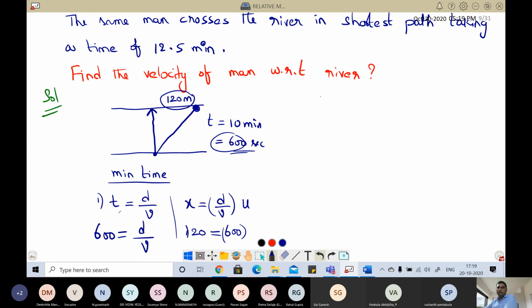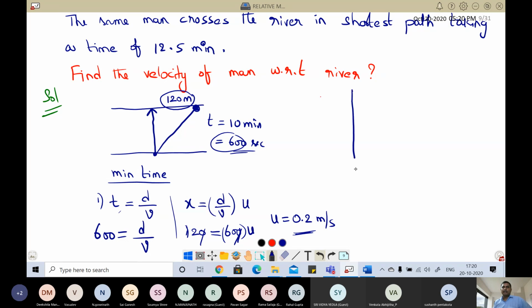Sorry, d by v is nothing but this one only, na? Correct or not? So that means 600 we can write directly. Therefore 120 equals 600 into u. Now you will get how much directly from here? 0.2, sir. Correct. So directly you will get 0.2 meters per second. So this is over, and now you keep this equation like this. We can use it afterwards.